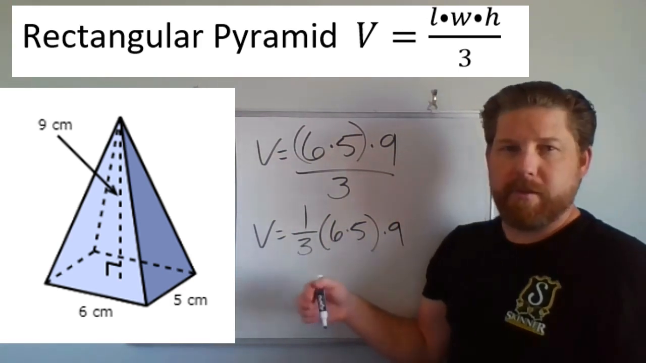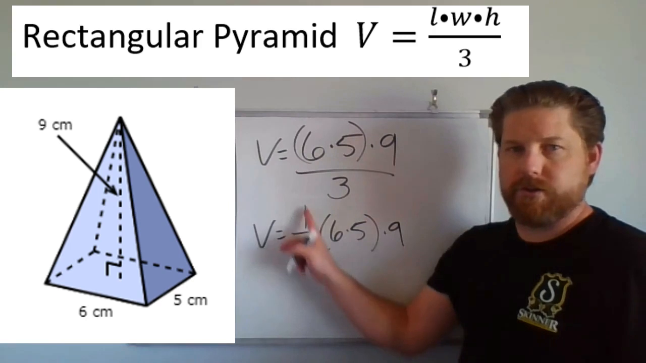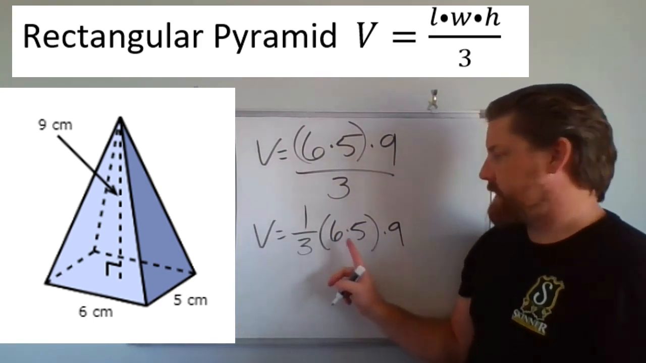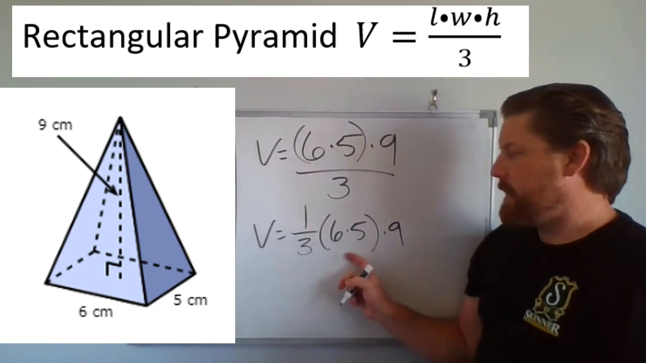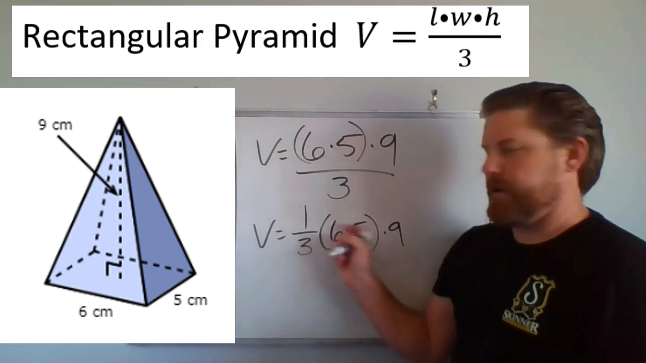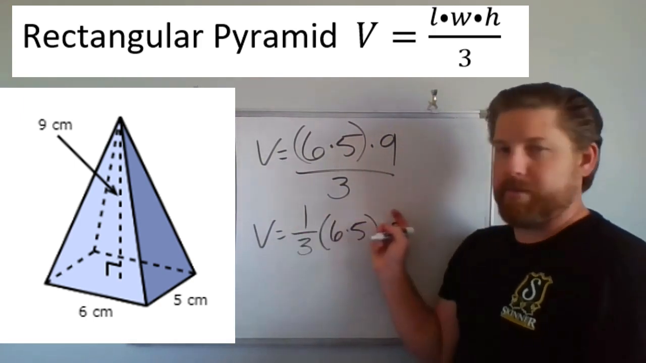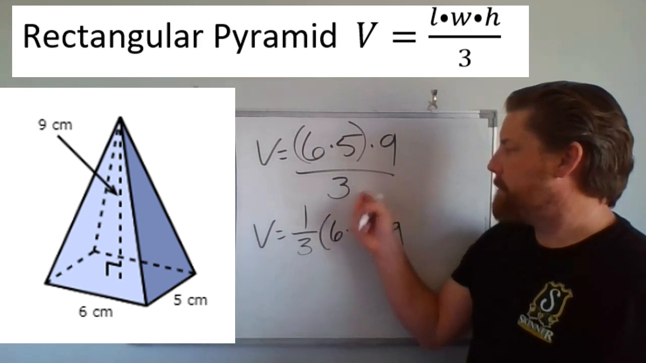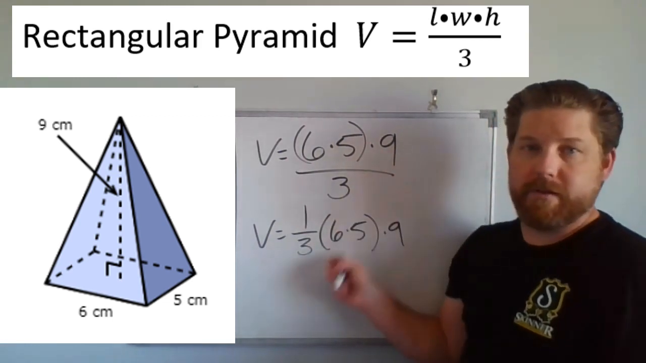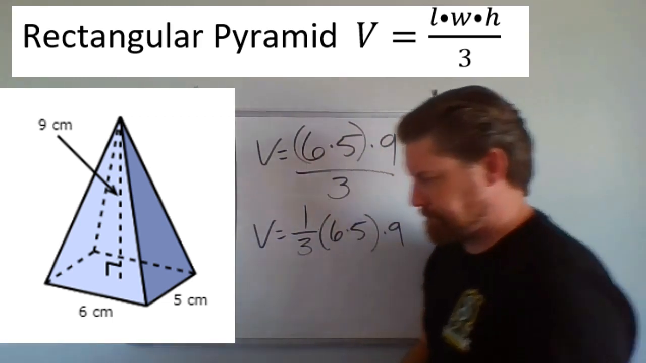Like I said, if you mess up on IXL, they're going to show you this. They're going to show you this 1/3 times 6 times 5 times 9. And then they kind of just cut to the answer. They don't really show you how you multiply 1/3 by those things. So just know that these are equivalent equations, okay?